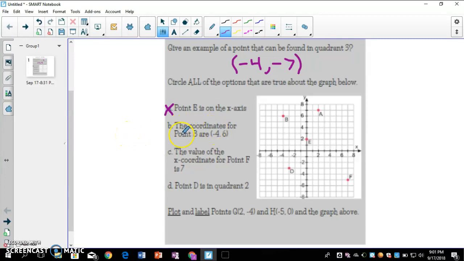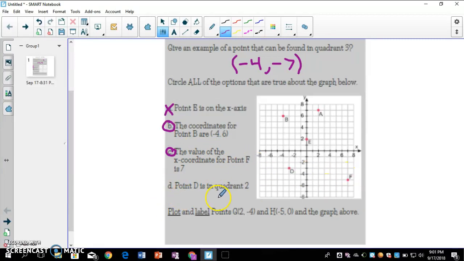B says the coordinates for point B are -4, 6. So if I look, okay, I'm going to start at the origin, and I look at B, it is to the left -4, so far so good. And if I go up, yep, it is up at 6. So that one is true. It is -4, 6. So I'm going to circle it. C says the value, so that means the number. When we say the value, we mean what's the number of that coordinate. So the value of the x coordinate for point F is 7. Let's find point F, and if I look at the x coordinate for it, it is over to the right 7. So that means, yes, it would be the value of 7 for the x coordinate for point F.